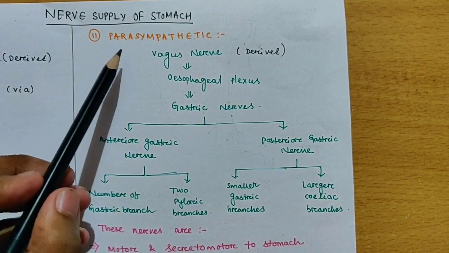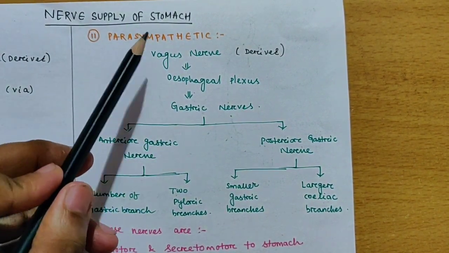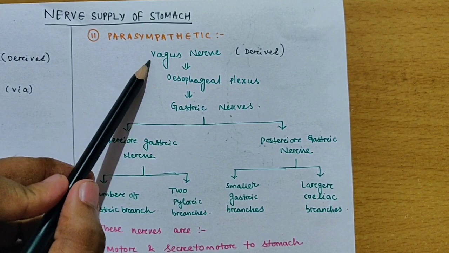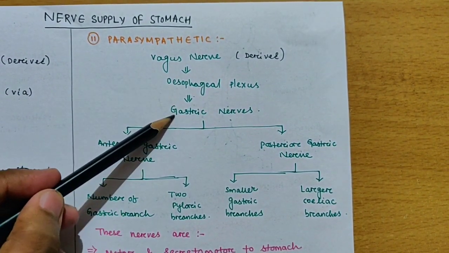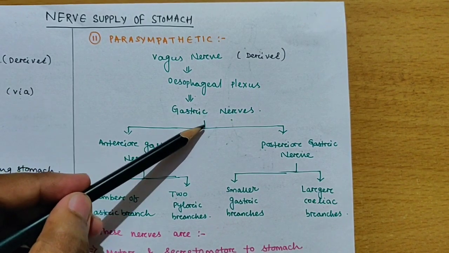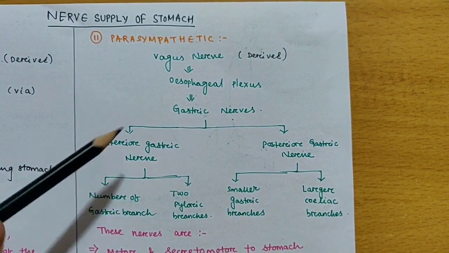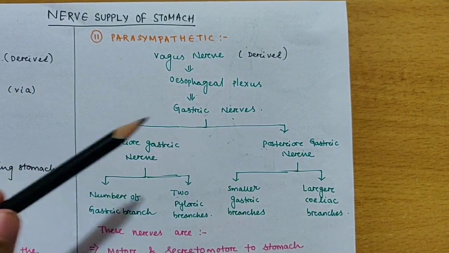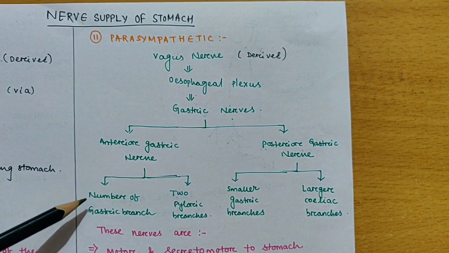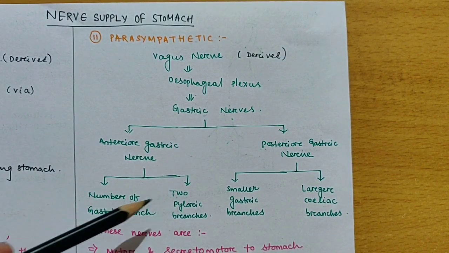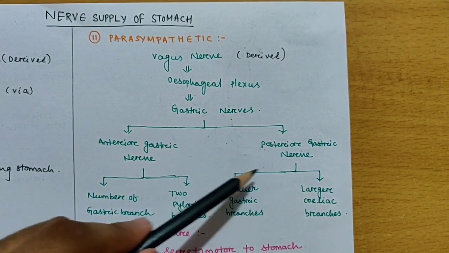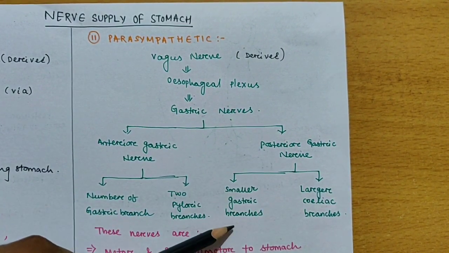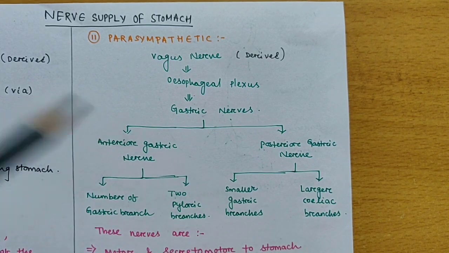Now we will see the parasympathetic nerve supply of the stomach, which is derived from the vagus nerve through the esophageal plexus to the gastric nerves. Here the gastric nerve is divided into the anterior gastric nerve and the posterior gastric nerve. The anterior gastric nerve is divided into a number of gastric branches and two pyloric branches, whereas the posterior gastric nerve is divided into smaller gastric branches and larger celiac branches.